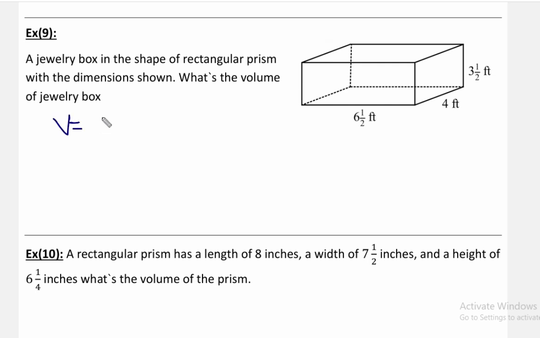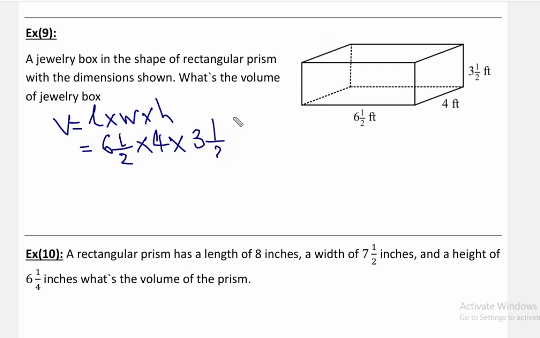The volume equals length times width times height. Length is 6.5, width is 4, height is 3.5. What about converting these mixed numbers into ordinary fractions? Like, how many halves in 6.5? It will be 13 halves times 4 times 3.5, which equals 7 halves.